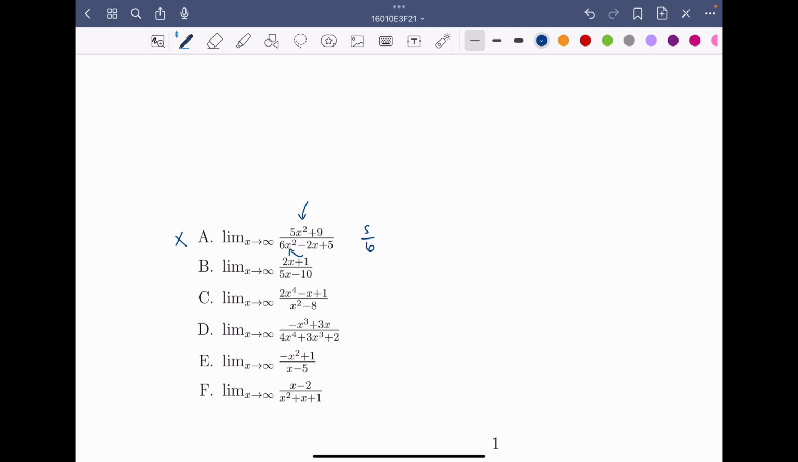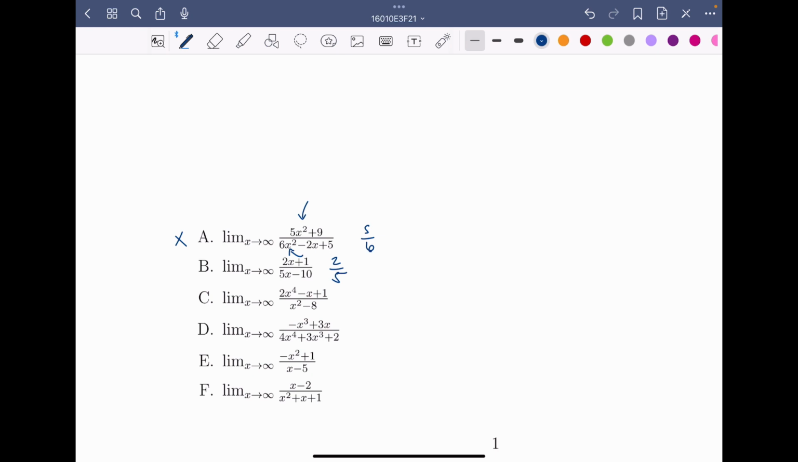B, if you look at B, you can see 2x plus 1 over 5x minus 10. Again, it's the same power on the top as at the bottom, so the limit would be 2/5. Okay, number C, or 2x to the fourth minus x plus 1 over x squared minus 8. This has two different powers. So we can use L'Hopital's rule to essentially whittle this down. L'Hopital's rule basically means taking the derivative of the numerator and the denominator.